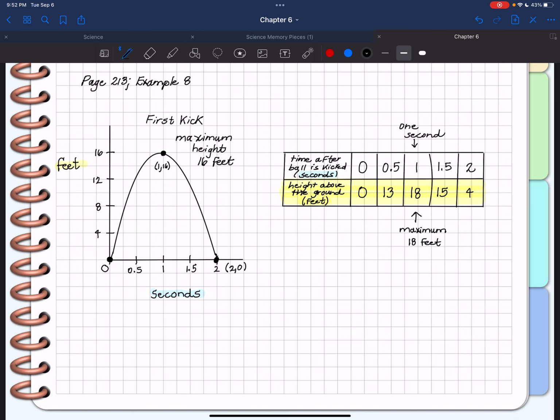So here's the question. For which kick did the soccer ball reach a greater height? And that would be for the second kick. We don't have to use any fancy formulas or anything. We just have to know about maximums, and we have to know what the graph and the table are saying to us. So your answer for that one is the second kick had the higher height.